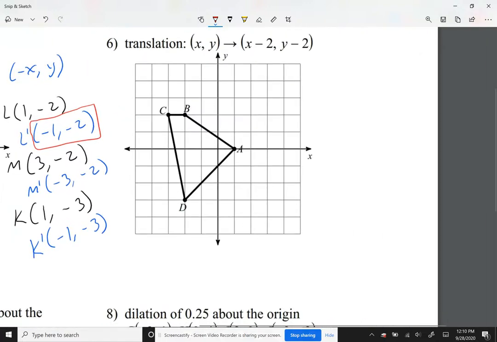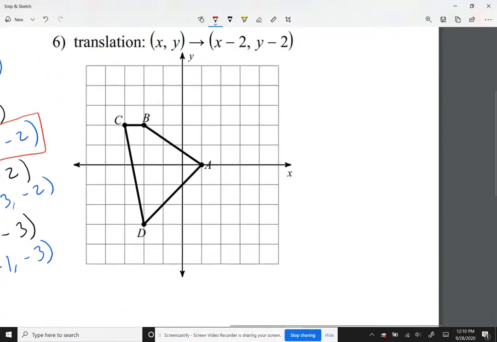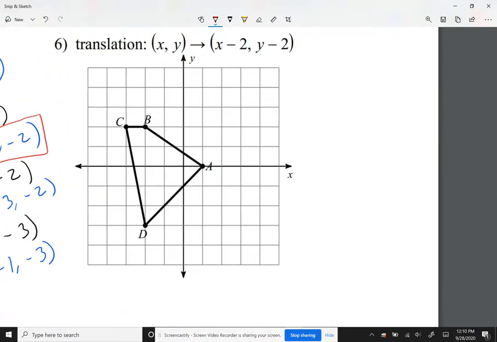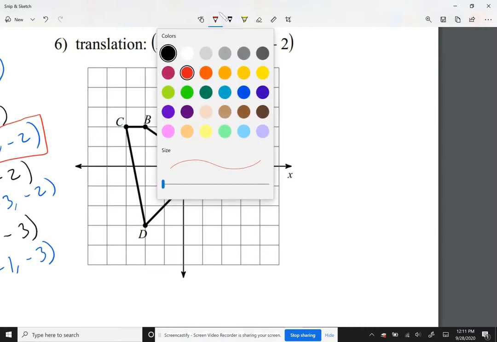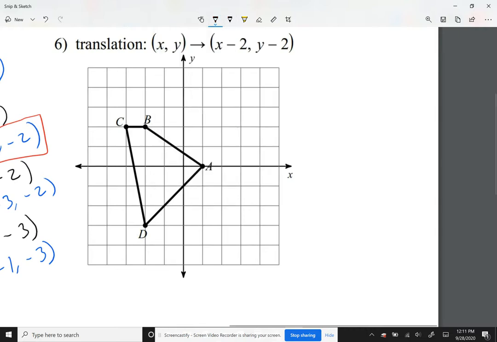Now let's take a look at question number 6. Translation. All right, translation, x minus 2, so that basically means 2 to the left, and y minus 2, that basically means 2 down. When it's a graph, translation, I can literally count the spaces, 2 to the left and 2 down, but if I don't want to count the spaces, let me start with the coordinates as I have them. It doesn't matter which point we start from.